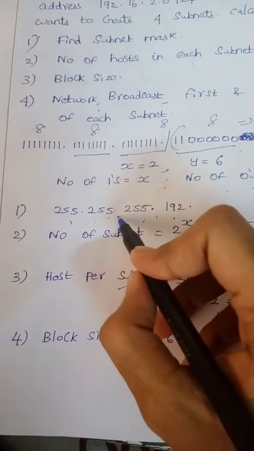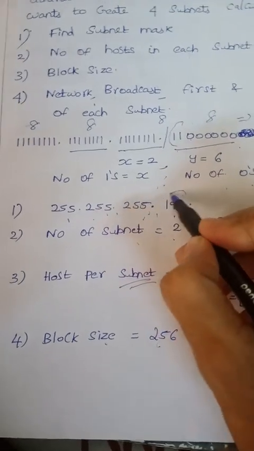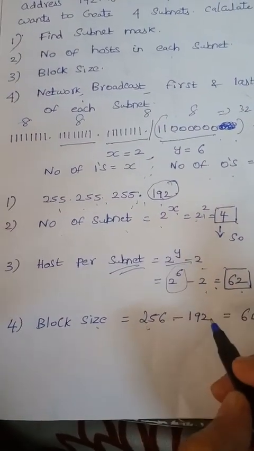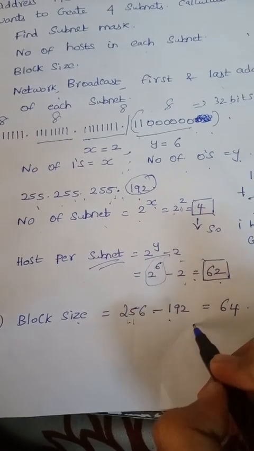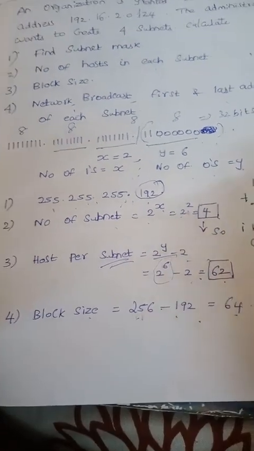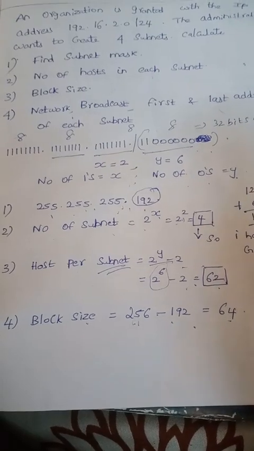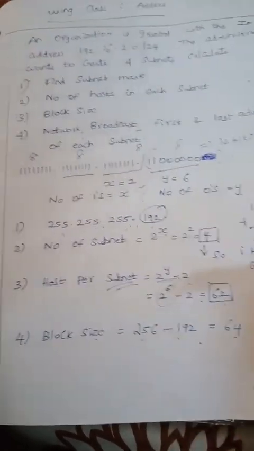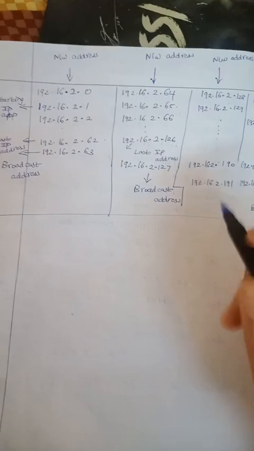See, 255.255.255.192. So this I have to represent here: 256 minus 192 equals 64. Now I have to divide the blocks into 64. So 0, 64, 128 and 192. In that case I can separate the blocks.